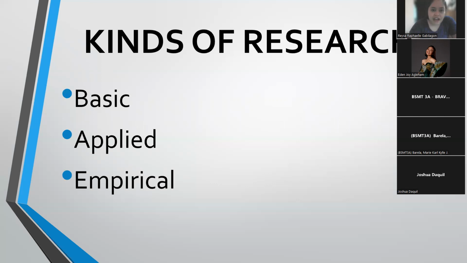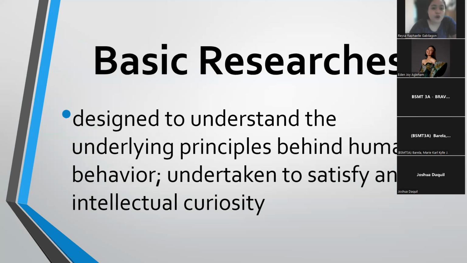Now we have the kinds of research class. It can be basic, applied, or empirical. When you say basic research, we just want to understand human behavior. We just want to understand why they act like this, meaning the reason, the underlying principles why they act like this. Therefore, we just want to satisfy our intellectual curiosity.